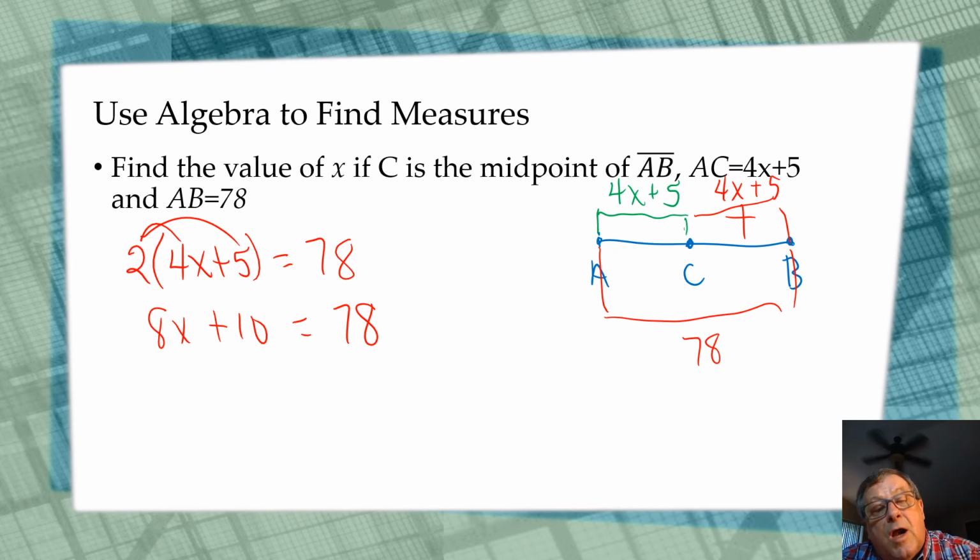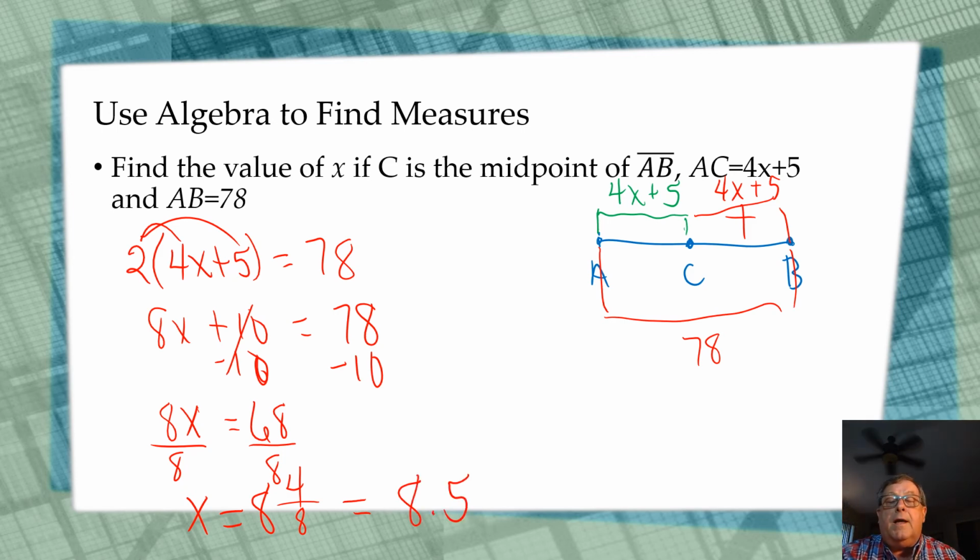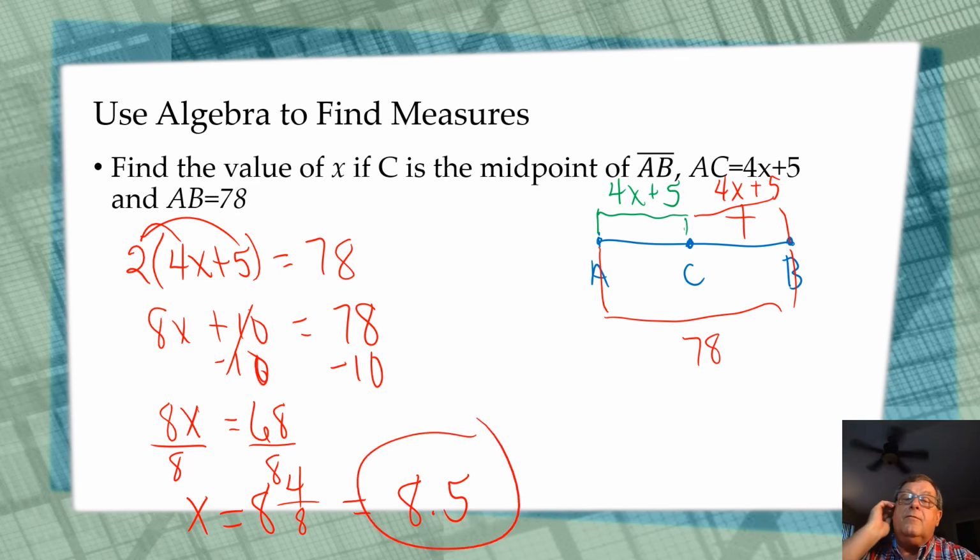Let's subtract 10 from both sides. So that 8X is now equal to 68. And let's divide both sides by 8. So X is going to equal, let's see, 8 will go into 68 8 times. 8 times 8 is 64. We've got a remainder of 4. So it's going to be 8 and 4 over 8, or 8 and a half. I'm going to write it in decimal form, 8.5. So X is equal to 8 and a half.